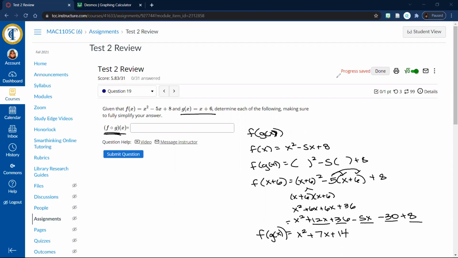So for the problem, f times g in the parentheses is f of g. So you're plugging g of x in for every x value in f. Everywhere you see an x here, you're going to plug in this. And that's how that works.